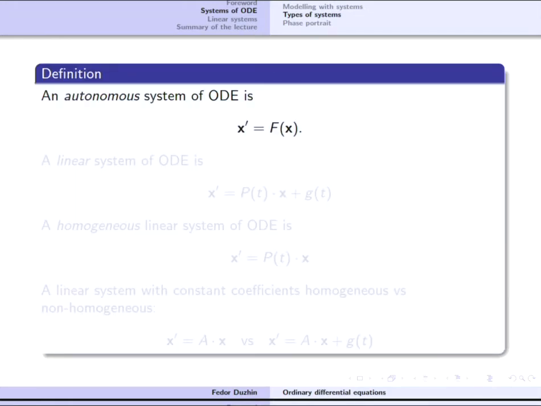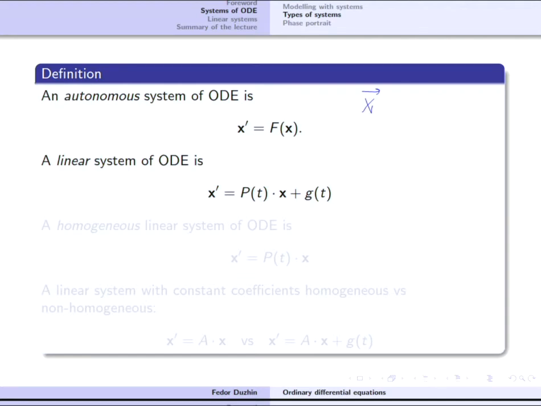A little bit of terminology. An autonomous system of differential equations is any system where the right-hand side does not include t explicitly. A linear system means this. Let me just mention that. Here x, the bold x in print, I will denote as a vector. So x is a vector here.